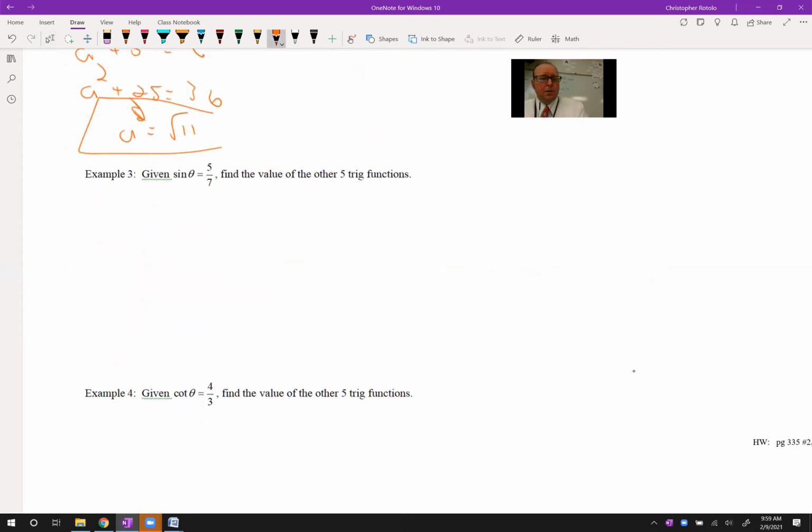All right, so what I'm going to do is some translation here. If you have sine of theta is 5/7, remember what we're talking about is SOH. That means what we know right now is the opposite equals 5 and the hypotenuse equals 7.